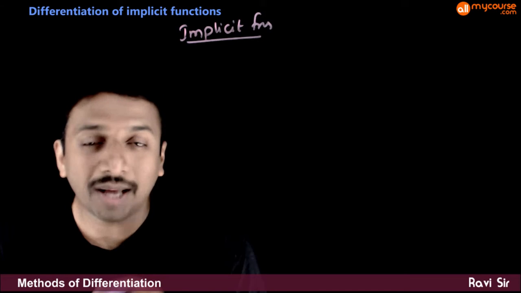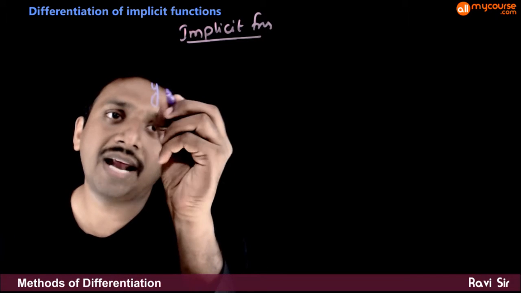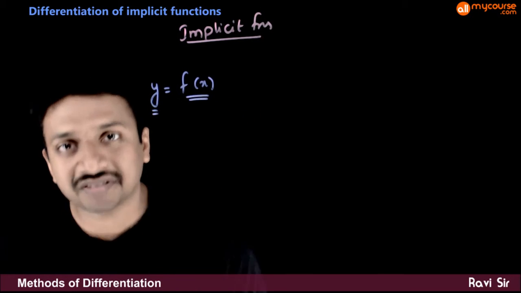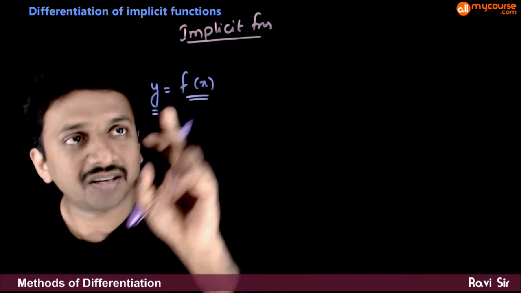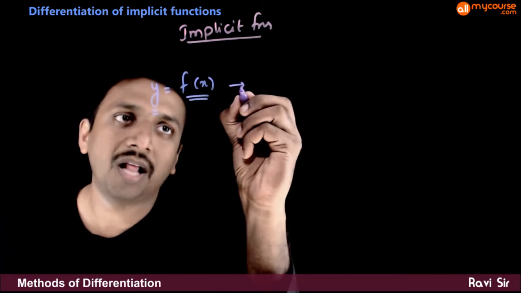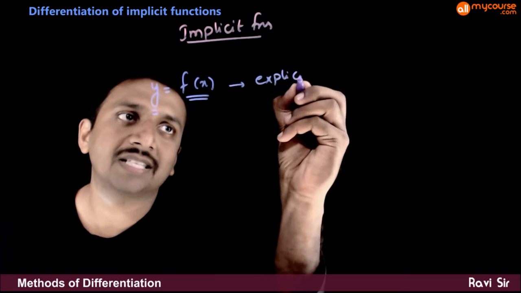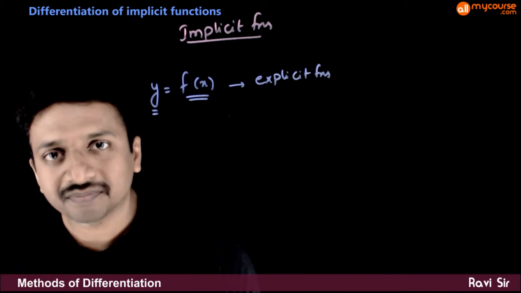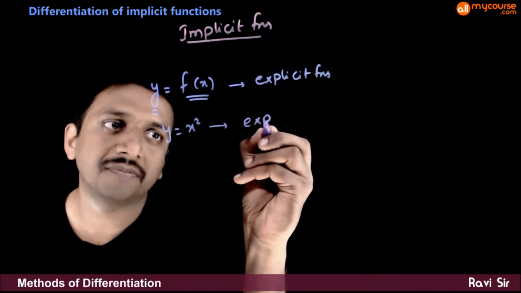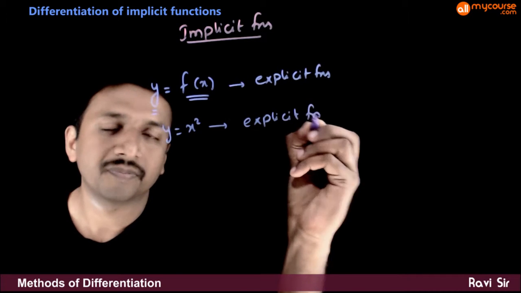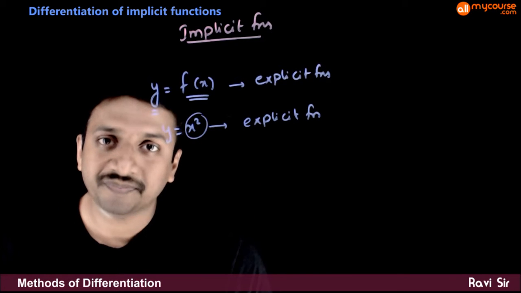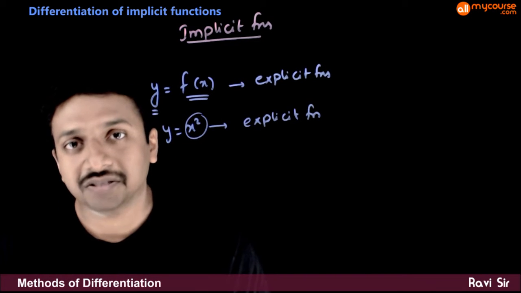So there are two types of functions. If you can write a function in the form of y is equal to f of x, that is, if y can be expressed explicitly in terms of variable x, we call such functions explicit functions. For example, y is equal to x square is an explicit function. That is, f of x can be completely expressed in terms of x. So those are called explicit functions.